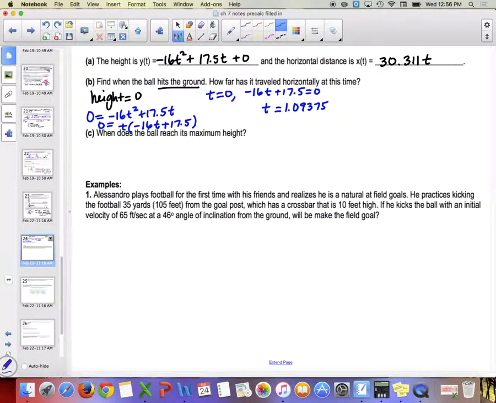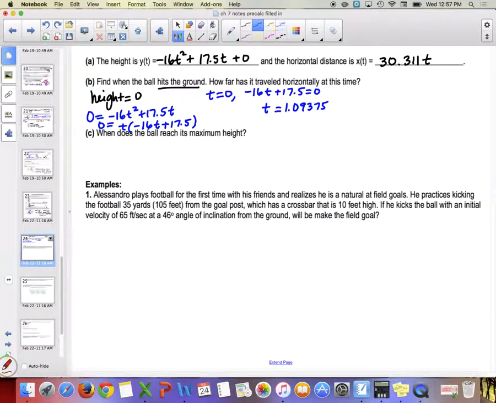That's the time it takes to hit the ground, so a little bit more than a second. If it's taking like 120 seconds for a ball to hit the ground, maybe it's like a balloon, I don't know, then you've done something wrong. It's usually going to be a pretty small thing for time.